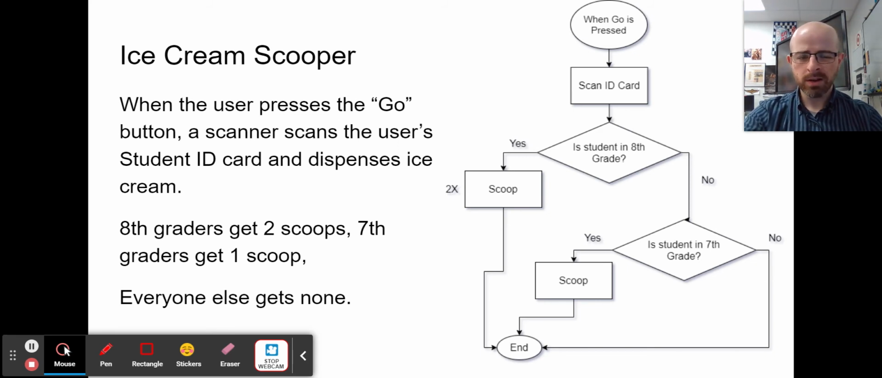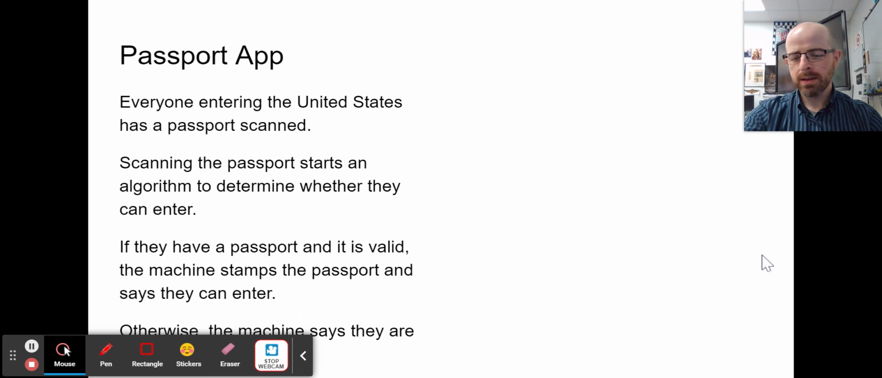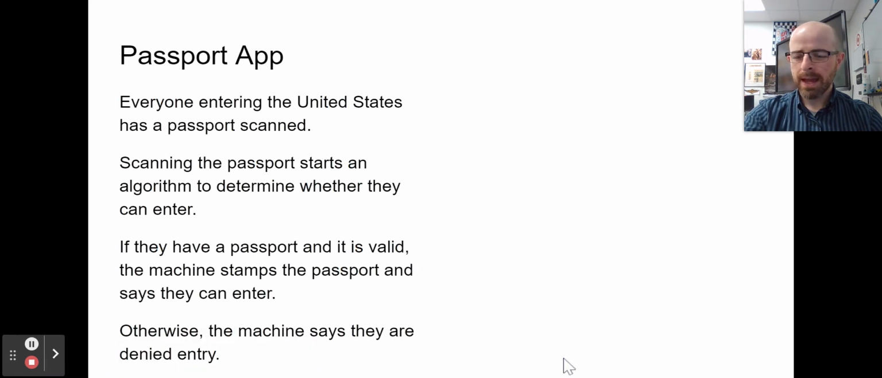Get a little bit closer on target here. Everyone entering the United States has a passport scanned. Scanning the passport starts an algorithm to determine whether they can enter. If they have a passport and it is valid, the machine stamps the passport and they can enter. Otherwise, the machine says they are denied entry. So, pause, write your flowchart, and then unpause.